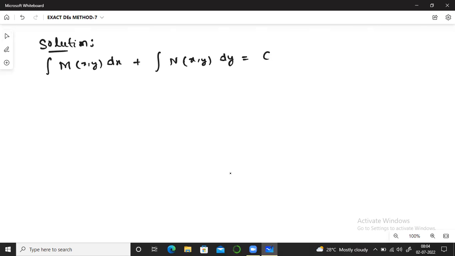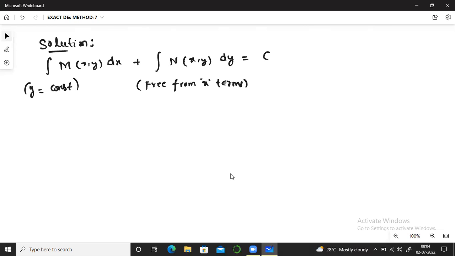So here I told you why you have to treat y as a constant while operating this integration. The N term should not have any x term; it should be free from x terms.